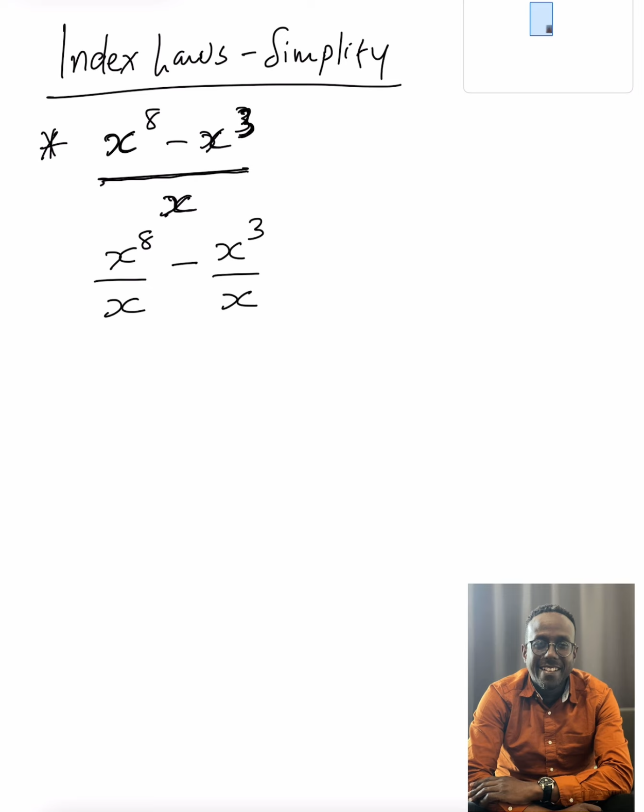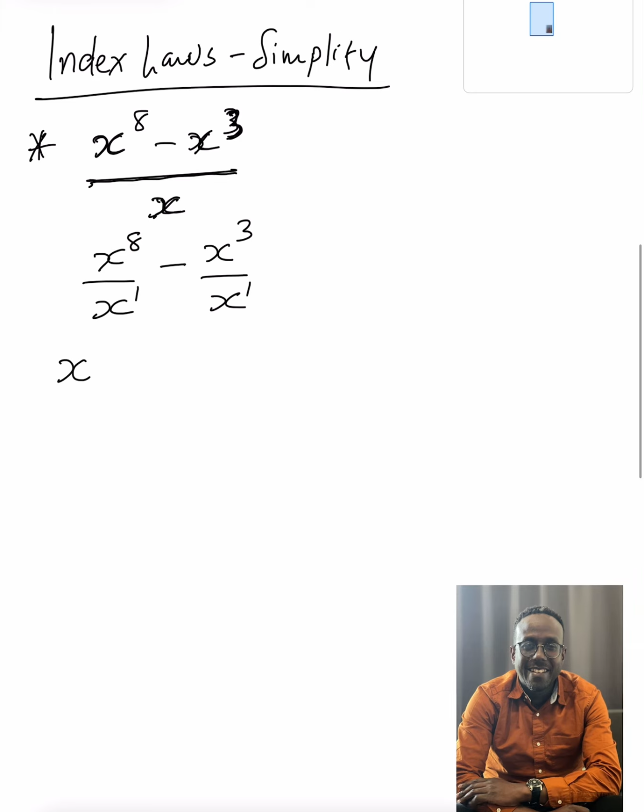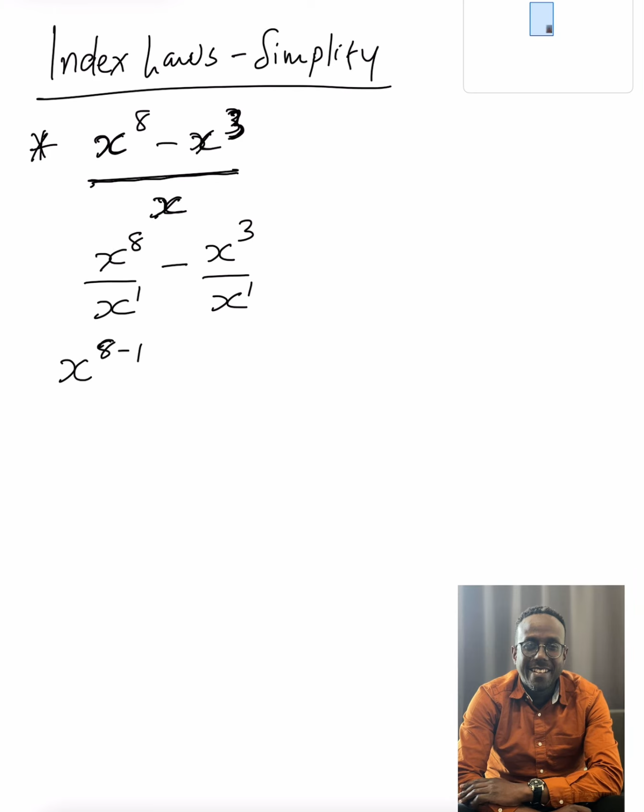Such that it is easy for us to solve, because we know that there's always an invisible one there, and we know the rule for dividing. Remember, when we are dividing indices, we subtract the powers. x to the power of 8 minus 1 is the first one, then minus x to the power of 3 minus 1. So 8 minus 1 is 7, this will be x to the power of 7, minus 3 minus 1 is 2, x to the power of 2. And we leave it like that.